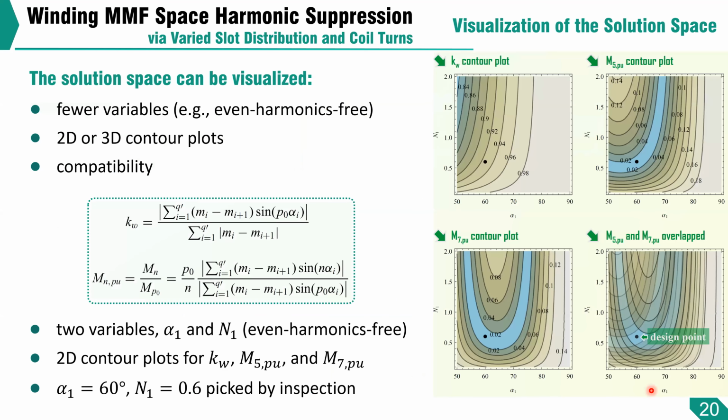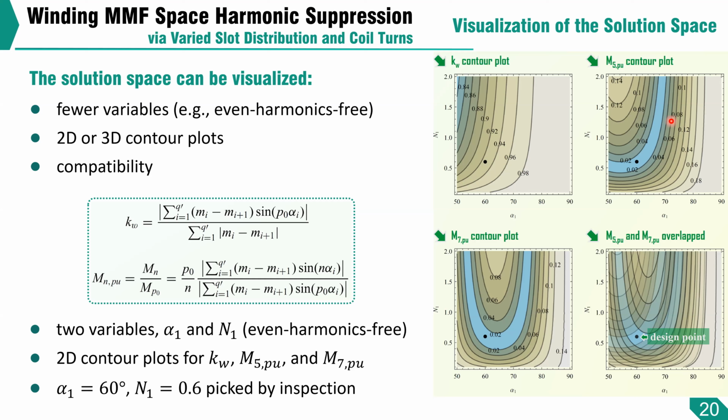Then we can also visualize the solution space. We said that we are left with fewer variables if we impose the even harmonics free condition. If we only have 2 or 3 variables, then it's very straightforward to draw the contour plots. With these expressions, we draw the 2D contour plots for the winding factor, and the per unit magnitude for the 5th and 7th order harmonics.